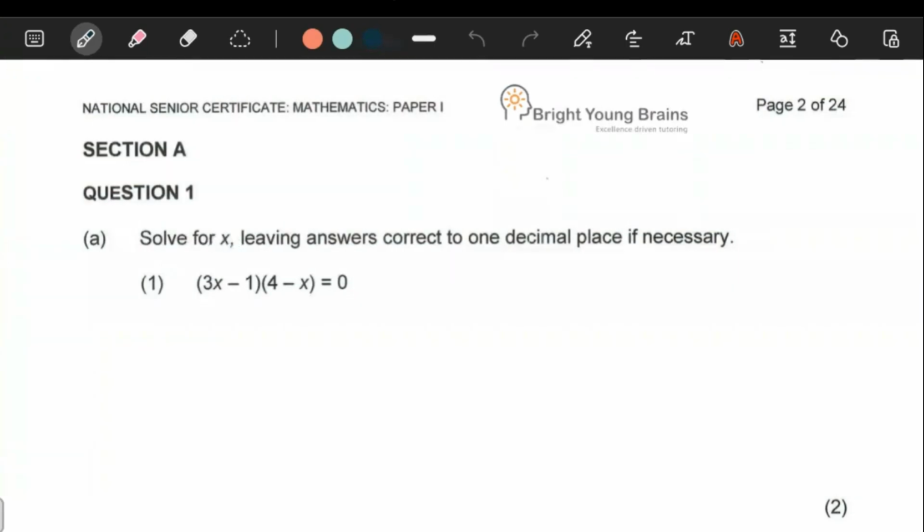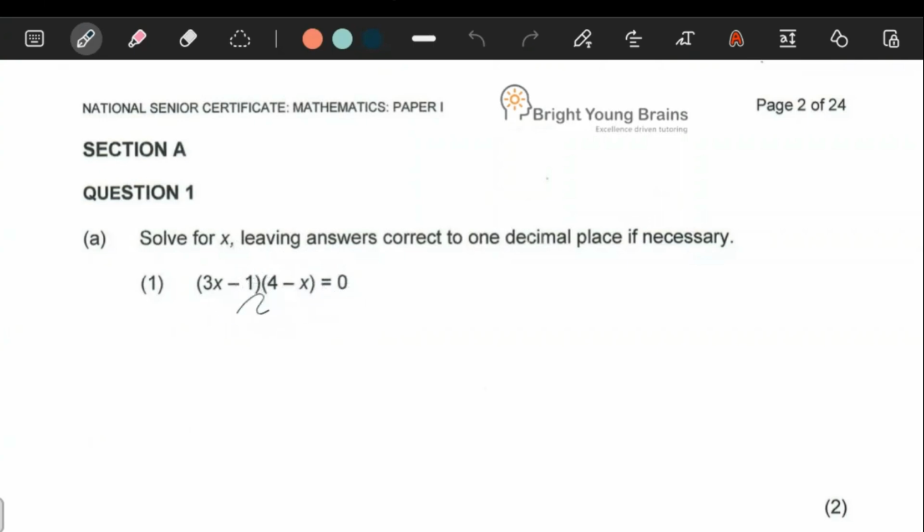Question number 1, it says we need to solve for x, leaving our answer correct to one decimal place if necessary. So the idea is anytime they're going to ask us to solve for x and correct to one decimal place, we may obviously need to remember that we're going to need our calculator so that we can get the decimal version of whatever answer we get. So fortunately, each of these brackets is already factorized nicely, hence why it's equal to 0.